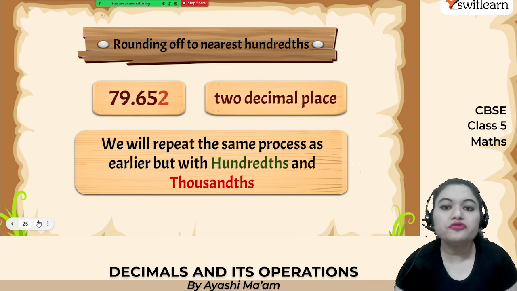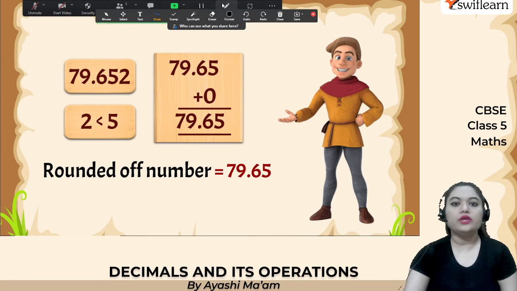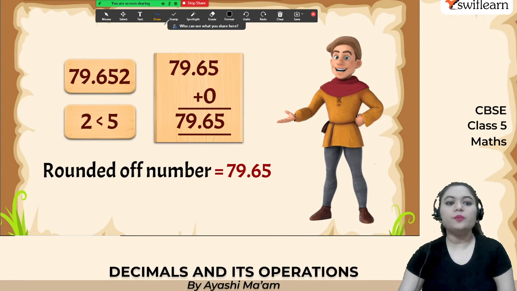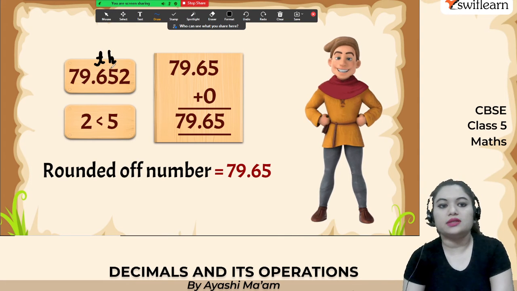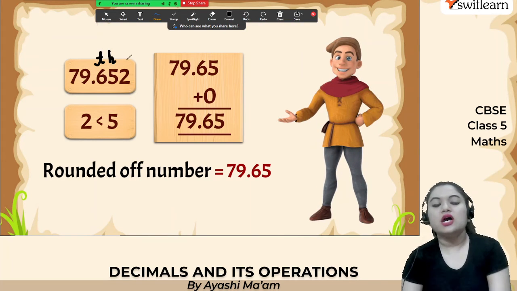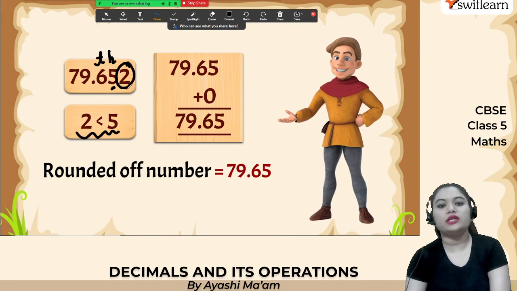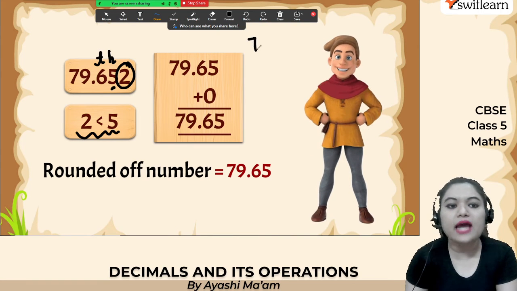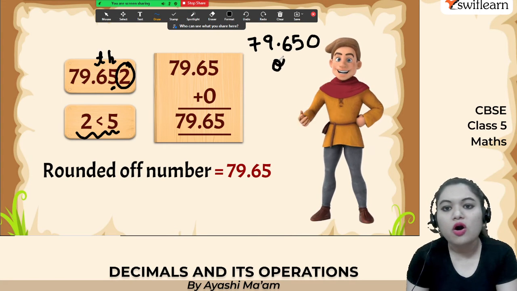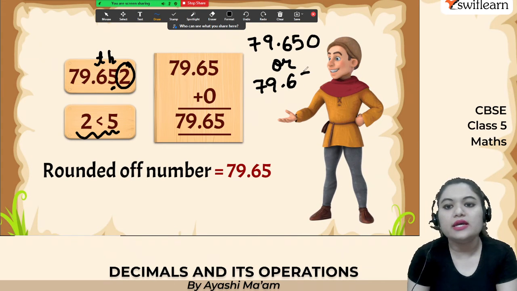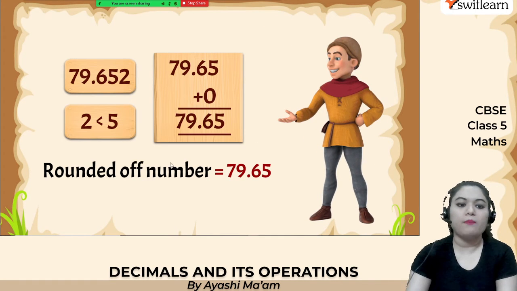Next, rounding off to the nearest hundredths. Let's try this. You simply follow the rule that I've told you. First of all, this is our tenths, this is our hundredths. What is the digit right next to this hundredths digit? 2. And 2 is less than 5, so no change will happen here. We can simply write it as 69.65. Up to hundredths we are writing, then 0. That's it. This will be the rounded off number.